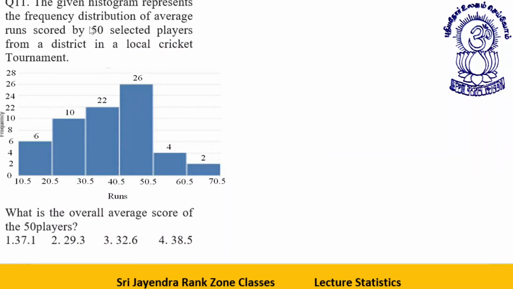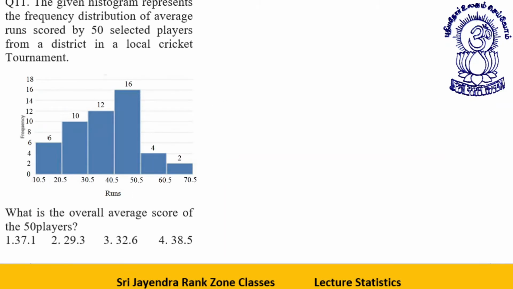The given histogram represents the frequency distribution of average runs scored by 50 selected players from a district in a local cricket tournament. Now the next question: the given histogram represents the frequency distribution of average runs scored by 50 selected players from a district in a local cricket tournament. These are the scores. What is the overall average score of the 50 players?